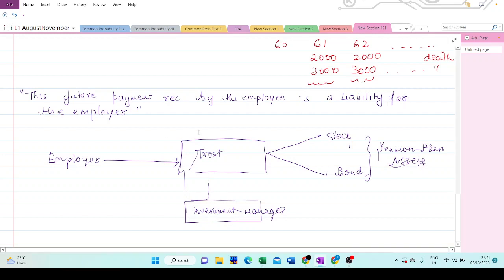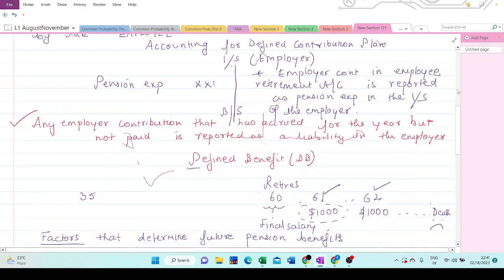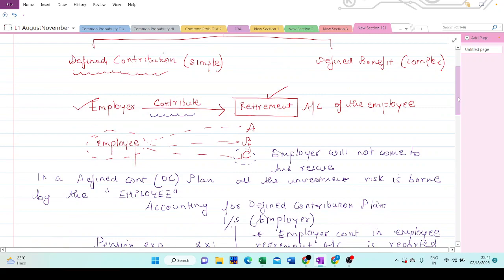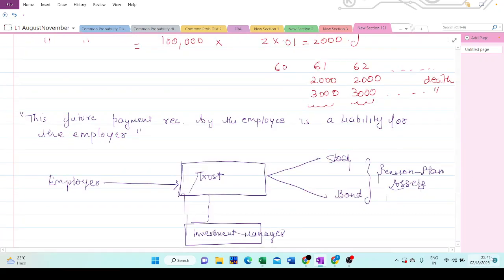So who is bearing the investment risk here? The employee or the employer? Employer is, because if there is any shortfall, if the pension assets are not sufficient to meet the plan liabilities, then the employer has to make good the shortfall. So all the investment risk is borne by the employer.